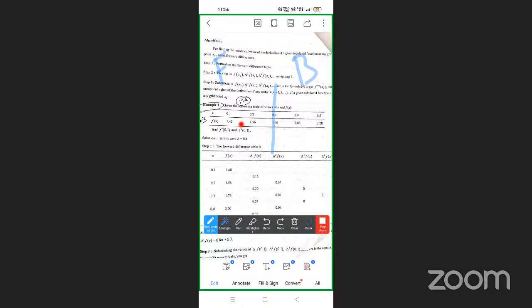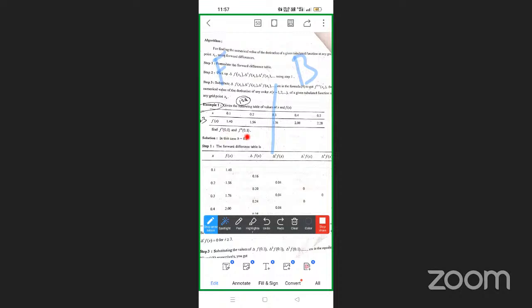Next, in case we have to find 0.4 or 0.45 or 0.5, we can use the backward difference formula. In case we have to find 0.3 or 0.29, the middle of the table, we can use the central difference formula. So here we are using the forward difference formula because 0.1 is at the start of the table. We need the first derivative and second derivative.